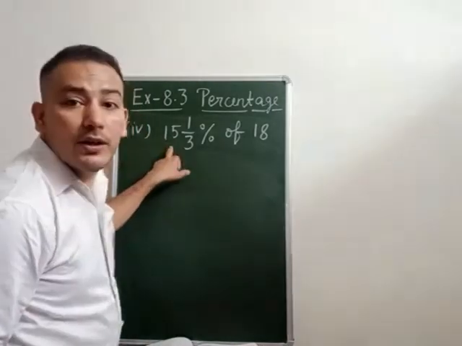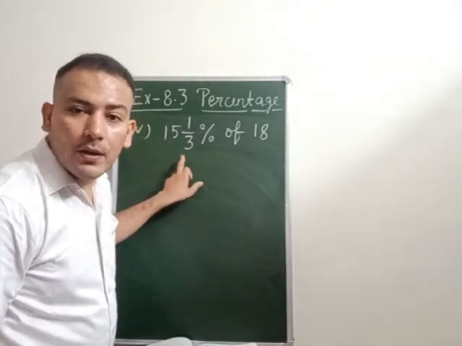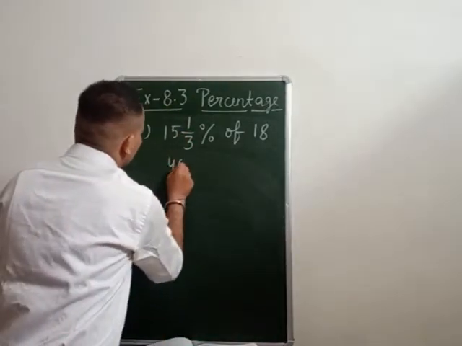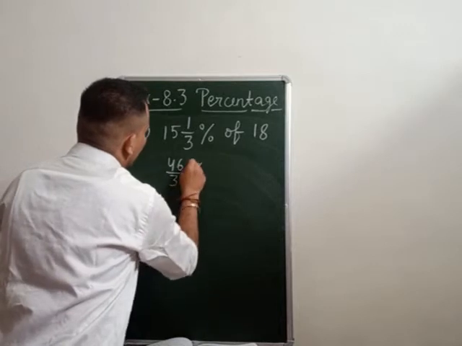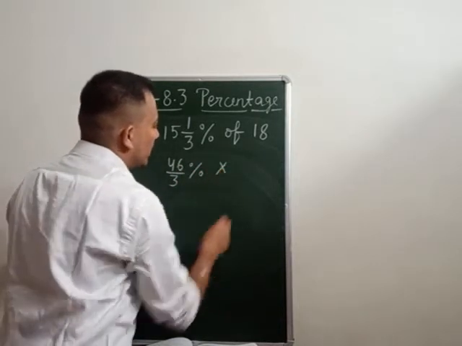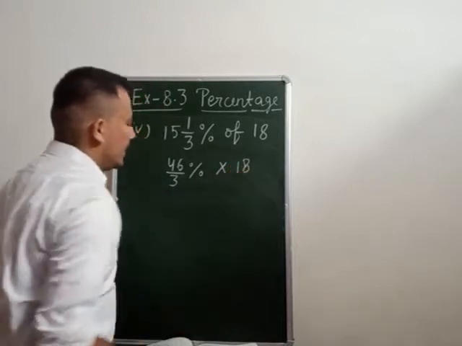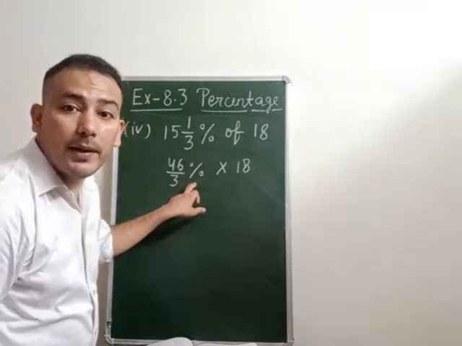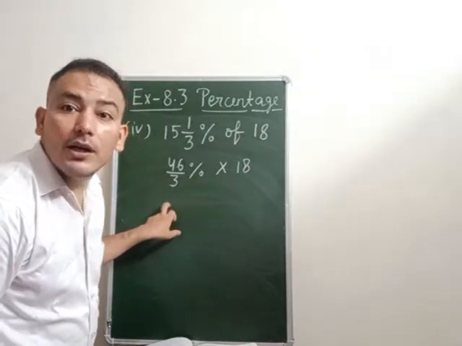How can we convert? 15 times 3 is 45, 45 plus 1, 46 upon 3 percent. At the place of percent what are we going to do? Multiply. Then 18. Now remove the percent sign. When we remove the percent, what will happen? 100 will come as a denominator.